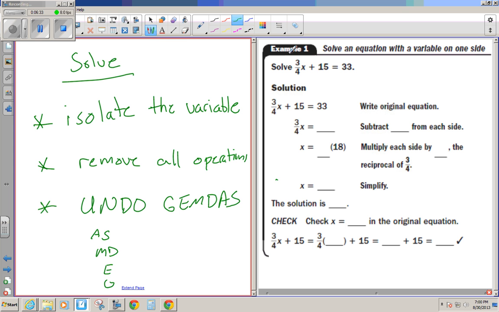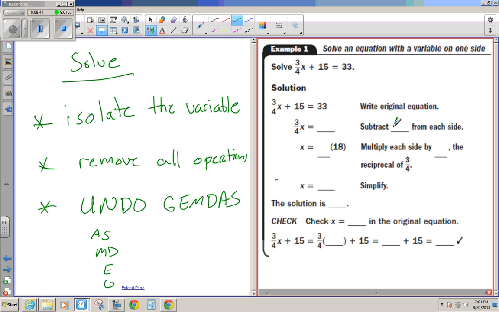So, example number 1 from your note-taking guide, isolating the variable. Removing all operations. So we subtract 15 from both sides. Minus 15, minus 15. 3/4 x. Let's see, 33 minus 15.